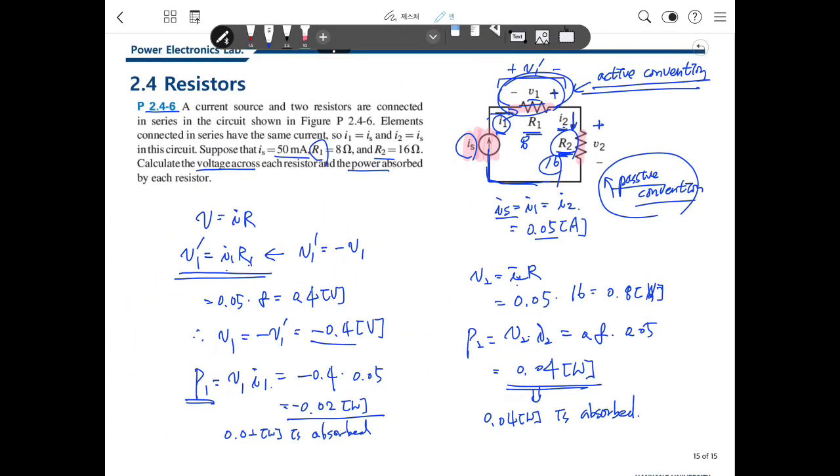This is the last page of this video clip. There are many problems about this chapter 2.4. I recommend you solve the problems in your problem set, and especially if you're not familiar with active convention and passive convention, you need to do it by yourself and understand why they are different. The important thing is that the resistor absorbs the power. That is important.